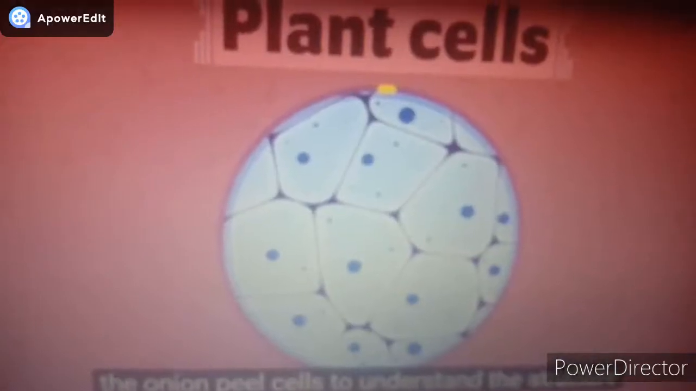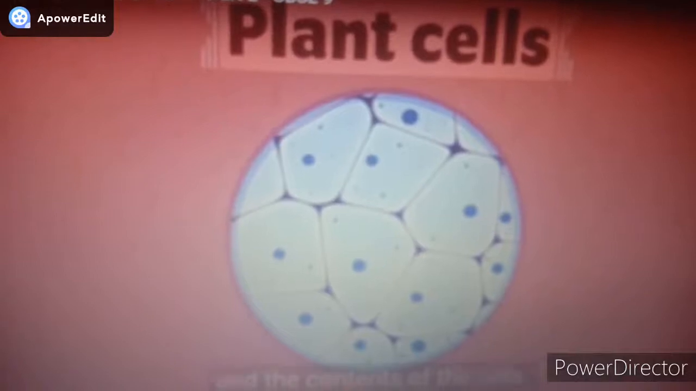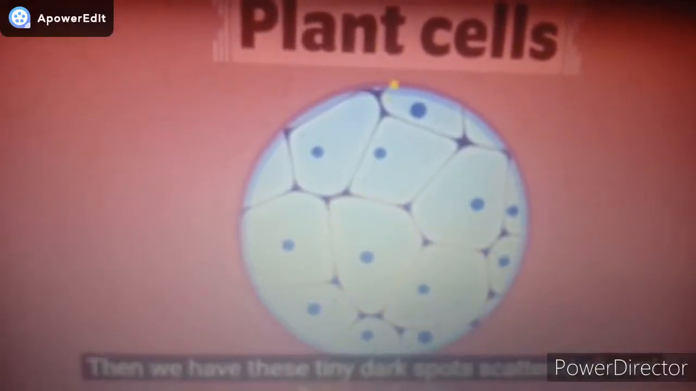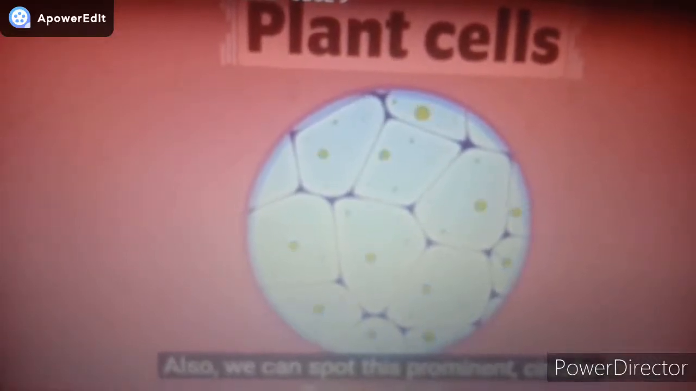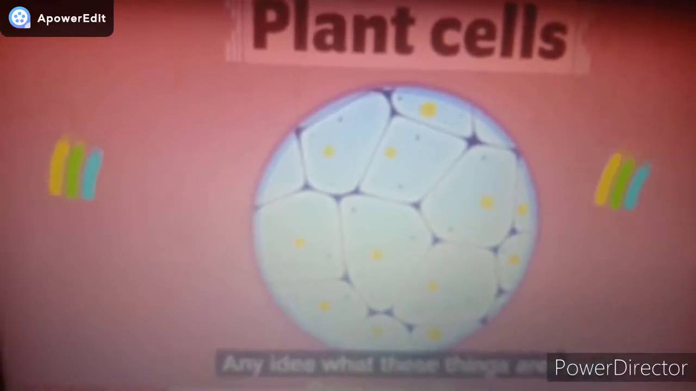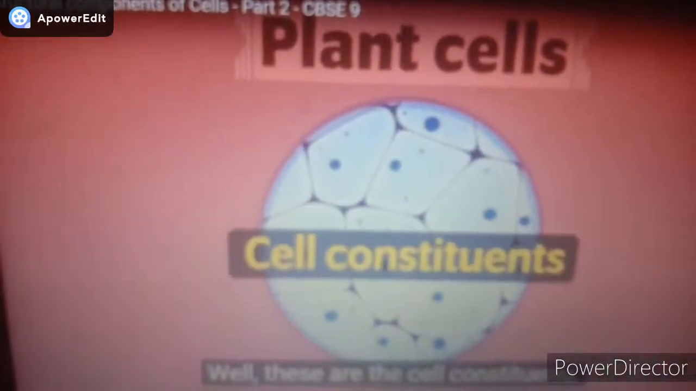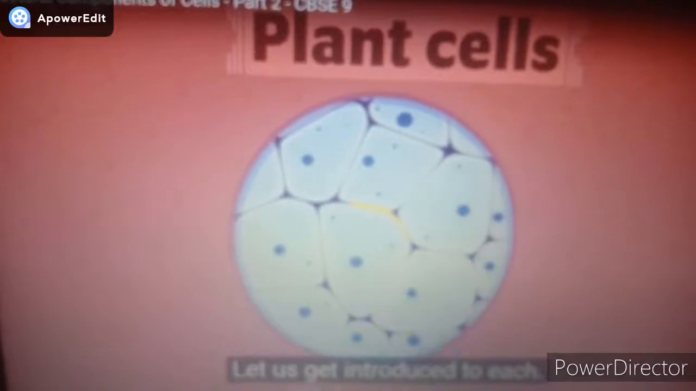Let's take an onion peel to understand the structure which we have seen under the microscope and all the contents of the cell. We have seen these thick distinct boundaries that differentiate the cells from each other. Then we have seen the tiny dark spots scattered here. Also we can spot the prominent dark colored structures here. Any idea what these things are? Well, all these things are cell constituents. Now let us be introduced to each.